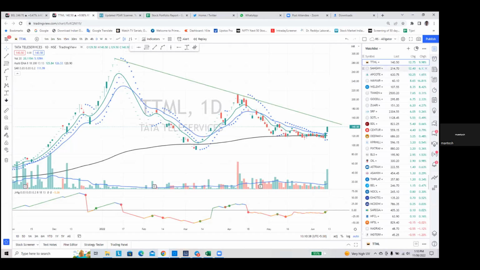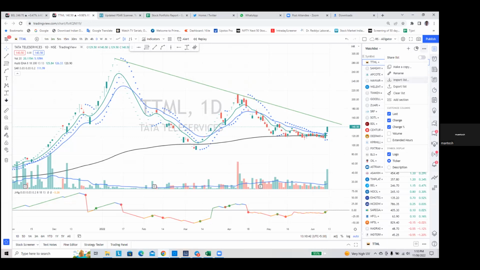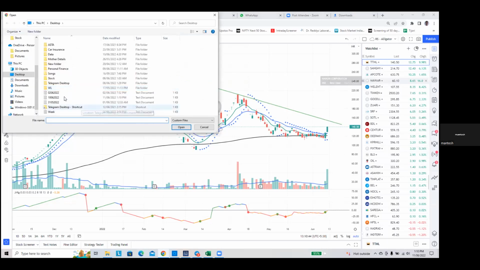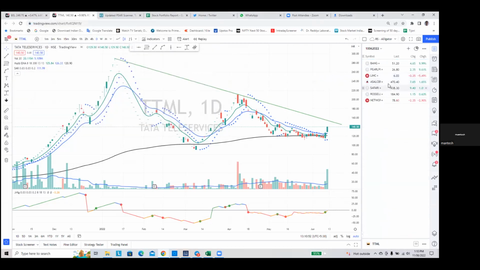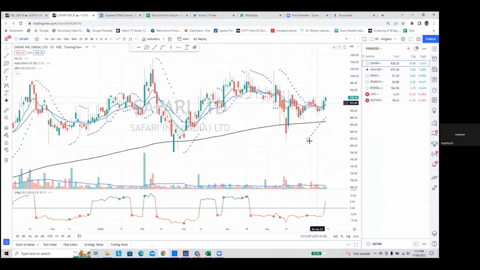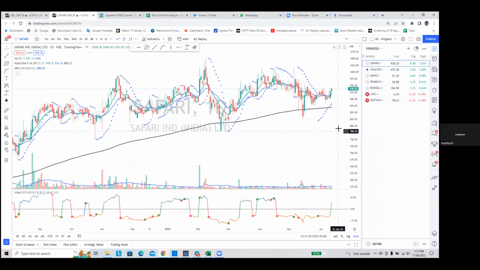Can you see my TradingView now? Okay. Click here, import list, and then click on the file which you saved as 10th June, and you will see these 7 stocks here now. See this? You don't need to add all the stocks one by one. All the stocks come here in a few seconds, and then you can go and start studying the stocks.